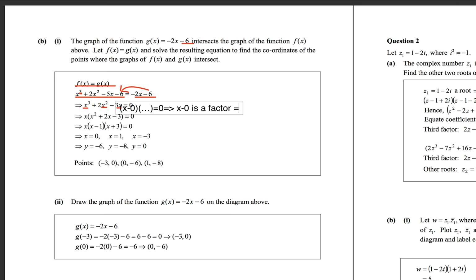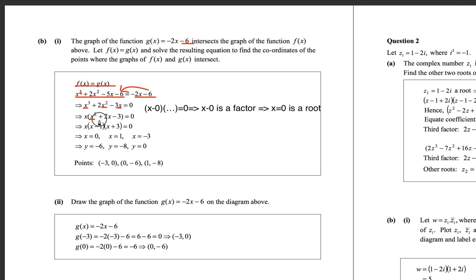So, as in, same thing as saying x is a factor. Remember, factors are what we multiply together to get the function. But if you can multiply by x, then x is a factor. Or, x minus 0 is a factor. So x minus 0 is a factor, so x equal to 0 is a root. Okay, so one of the solutions is x equal to 0.